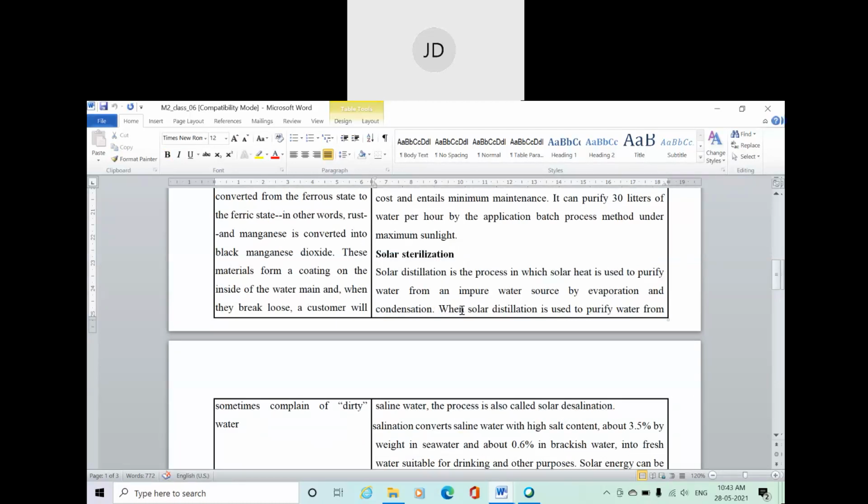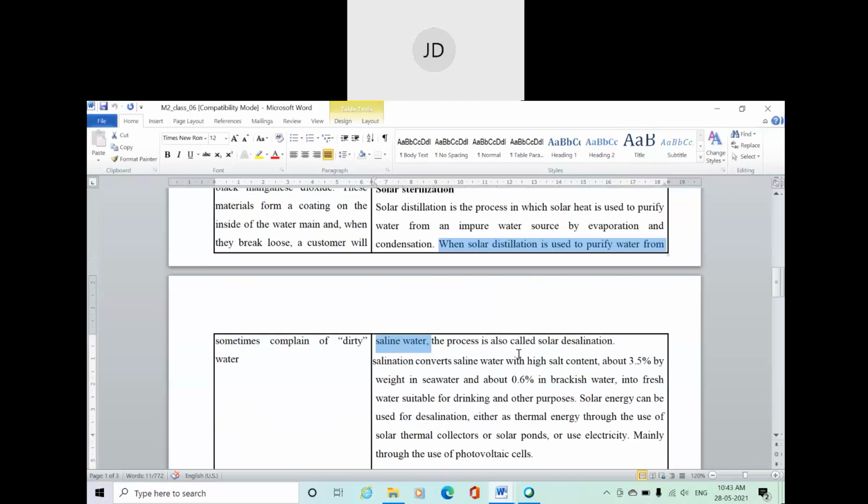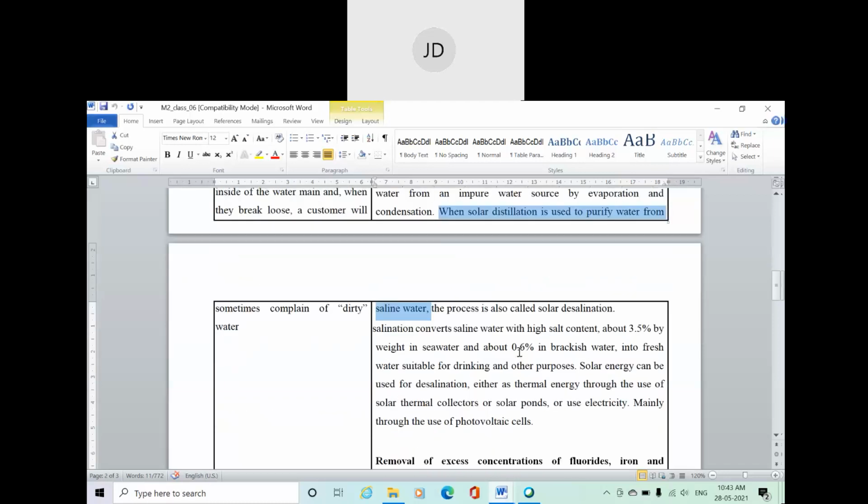That means stored in a particular top cover, and from the condensation we can collect the purified water. Fine. And when this solar distillation is used to purify seawater, the process is called solar desalination. Okay. So how much can it purify?